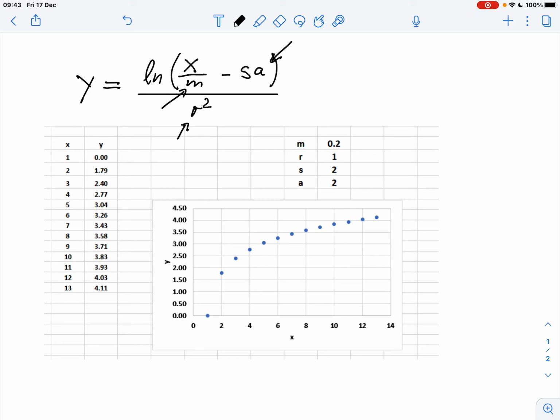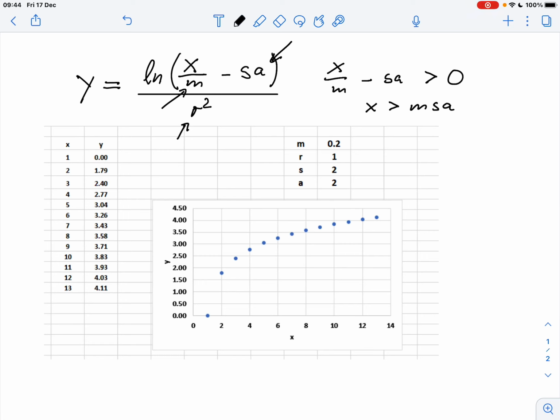and it has to be defined so that the argument of ln is larger than 0. So we can write x over m minus sa must be larger than 0, because otherwise the argument of ln is not defined. And we can rearrange this inequality and say x must be larger than m times s times a. Only then will this equation be defined.